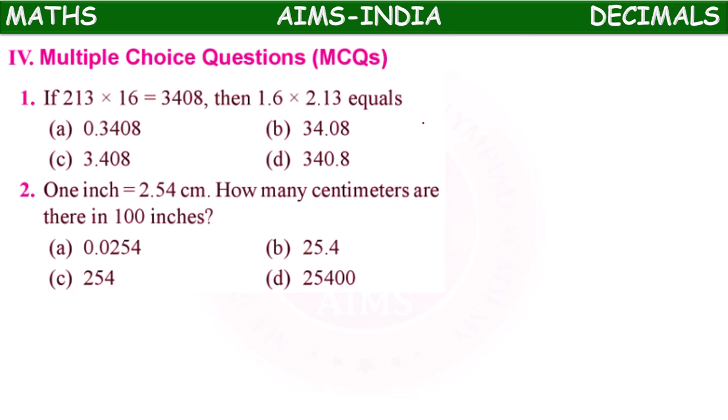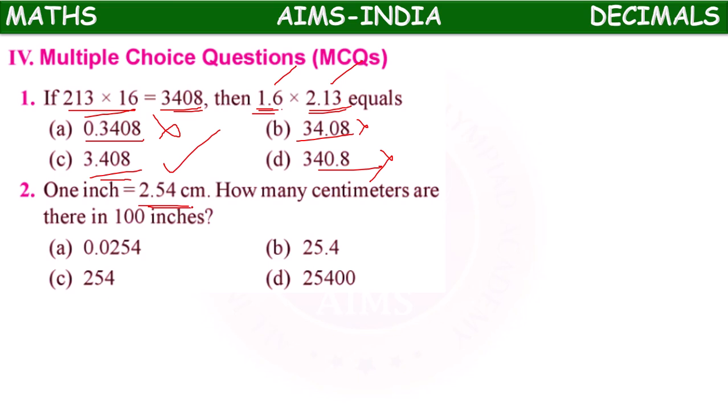Next, multiple choice questions, MCQ. 213 into 16 equal to 3408. Then what is 1.6 into 2.13? 1 decimal place, 2 decimal places. So in the answer, we should have 3 decimal places. So 4 decimal places wrong, 2 wrong, 1 wrong, 3 decimal places. C option is the correct answer.